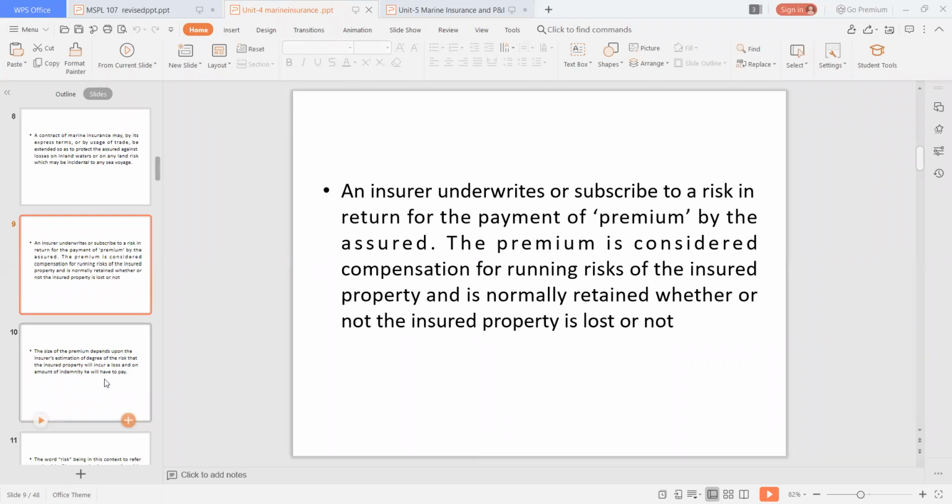So already people know the importance of premium. According to the sum insured and everything, according to the risk, whatever things you have insured, the premium is calculated, and you should pay the premium for running the risk, right? So that will be compensated.